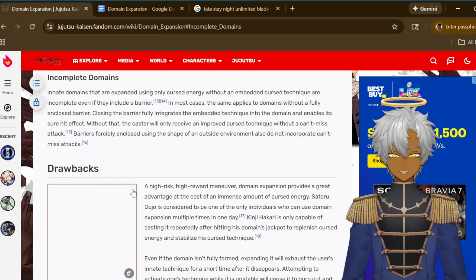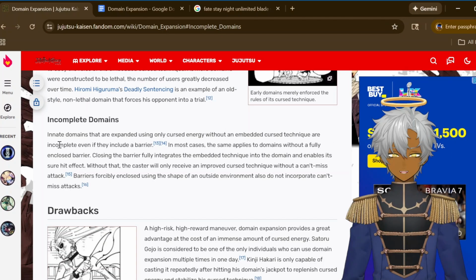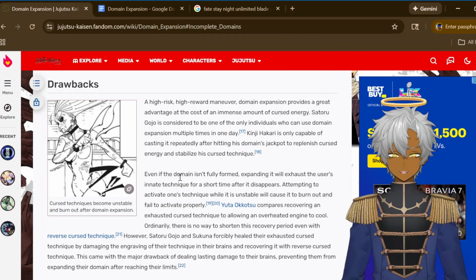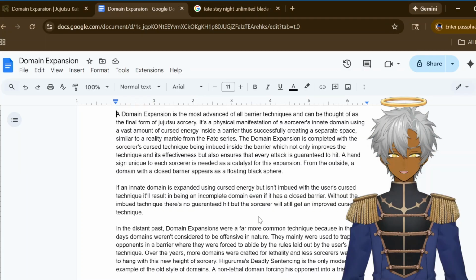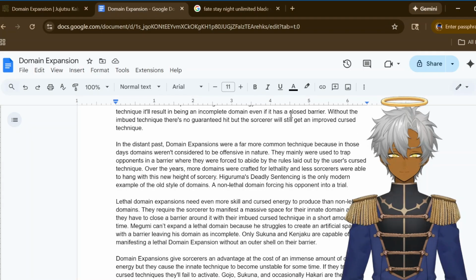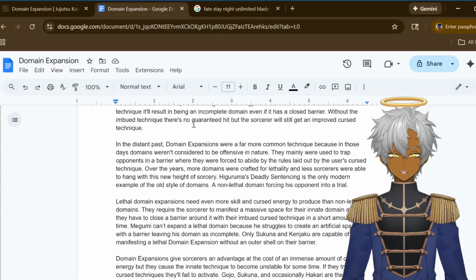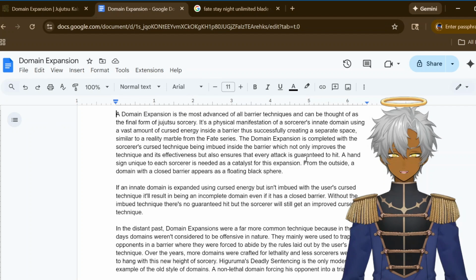Let's take a look at what it says about incomplete domains here, and it does not state any other characters with an incomplete domain. Yeah, so as far as I know, and as far as I've seen, from what I remember, he is the only one with an incomplete domain. So, yeah, like I said, no guaranteed hit factor. Oh, but they still do get the improved curse technique. My fault.